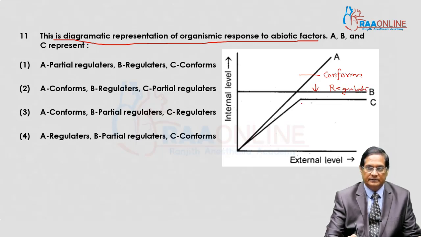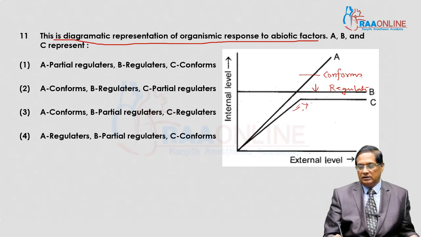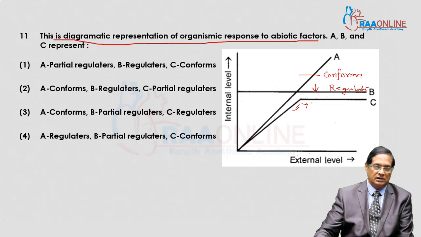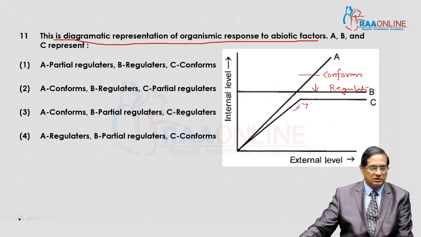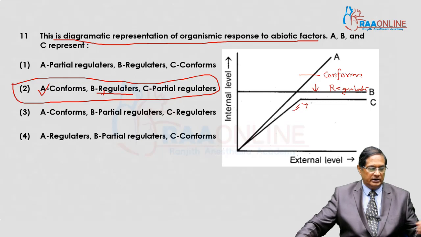Then see this one. Up to a certain limit they are regulators, and after that they are transformed into what? That is partial regulator. The last line indicates partial regulator. So for this question the answer is 2, and most of the organisms belong to this category, and a few mammals and birds are regulators.